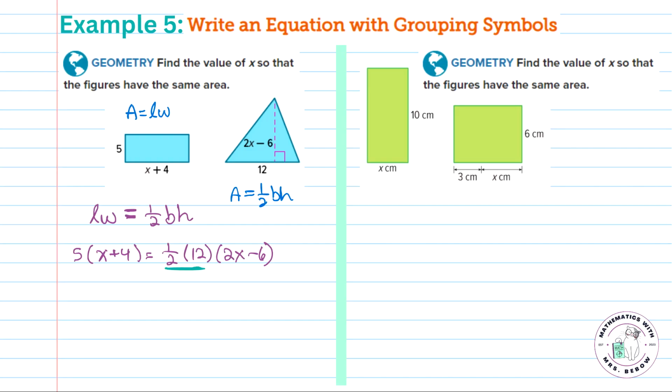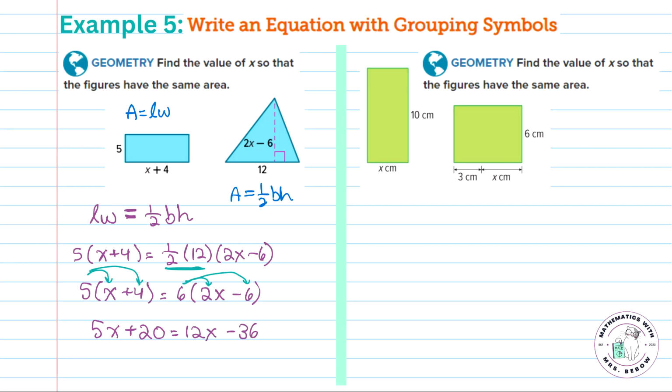we do any distributing. So we're going to have 5 in parentheses x plus 4 equals a half of 12, which is 6. And then in parentheses, we have this 2x minus 6. And now we're going to use the distributive property. So we're going to do 5 times x, 5 times 4, 6 times the 2x, 6 times the 6 there. And so we have 5x plus 20 equals 12x minus 36.